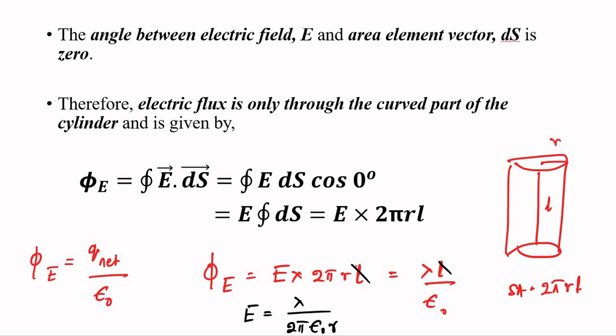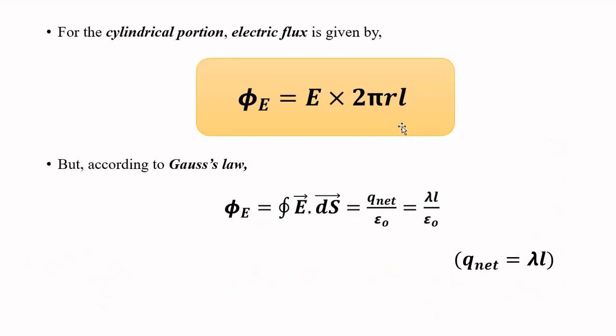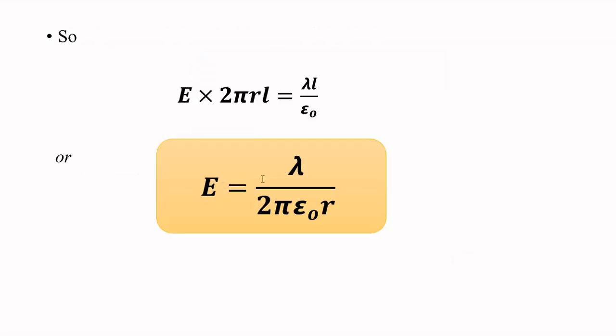Newton per coulomb or volt per meter, whichever we can take. So this is the expression of electric field due to an infinite line charge with linear charge density lambda, at a perpendicular distance r from the wire. So the electric field is equal to lambda by 2 pi epsilon 0 r. This is the final expression.